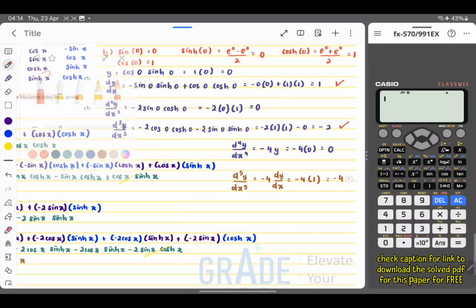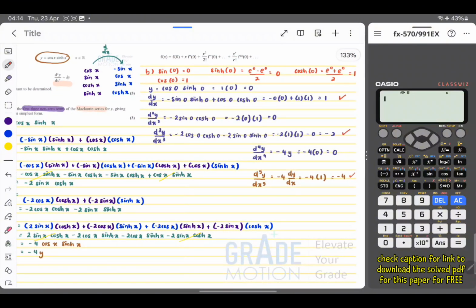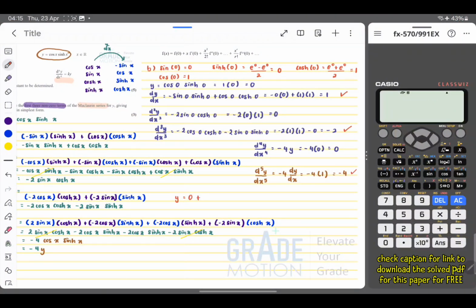So now we have 3 non-zero values. Let's plug that into our Maclaurin. So Maclaurin is equal to, y is equal to 0 plus x multiplied by 1 plus x squared over 2 factorial multiplied by 0 plus x cubed over 3 factorial, we're looking at the third one now, multiplied by negative 2 plus x to the power of 4 over 4 factorial multiplied by 0 plus x to the power of 5 over 5 factorial multiplied by negative 4.